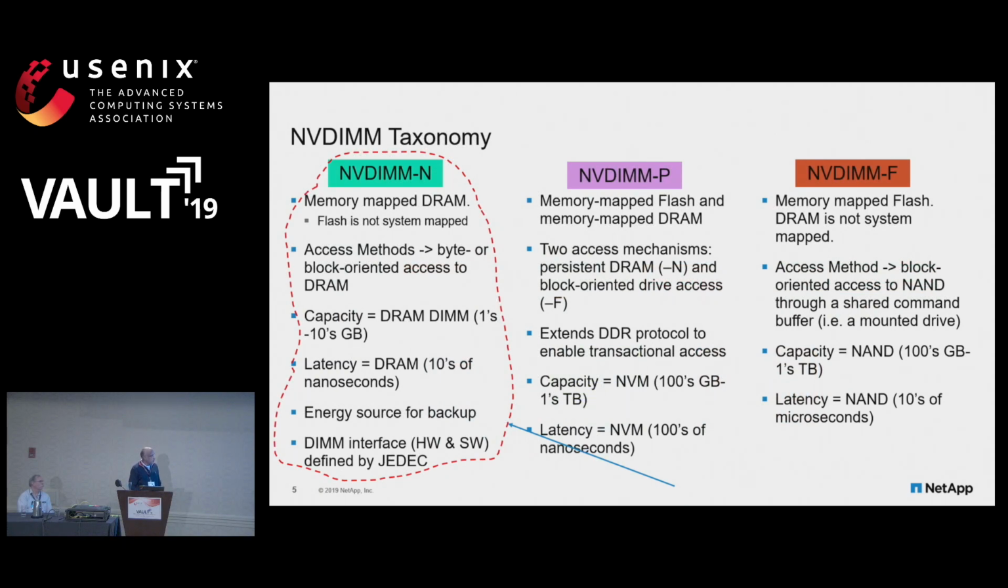The focus of this talk is the device type NVDIMM-N on the left side; the other two classes I have put in for the purpose of understanding. The access method differs across the three. The best of the best is probably the one in the middle, because it provides two access mechanisms: one with persistent DRAM, and another with block-oriented device access, similar to the -F type. The N type is the one we are interested in for this talk. It has byte or block-oriented access methods to DRAM. We are going to talk a little more about the technology itself.